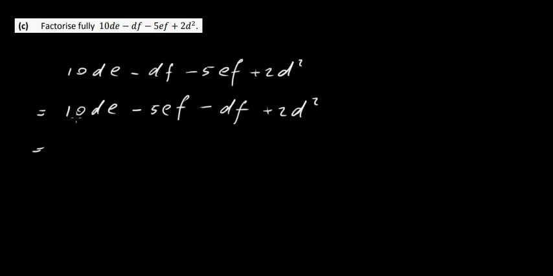So let's see, with the numbers here, we have a 5 and a 10, so the highest common factor there is 5. We have a D but no D here. We have an E and an E, so we can take out E as well. We have an F here but no F here.